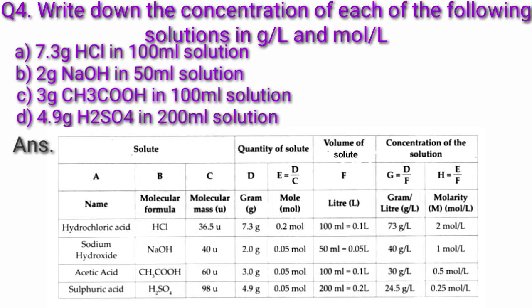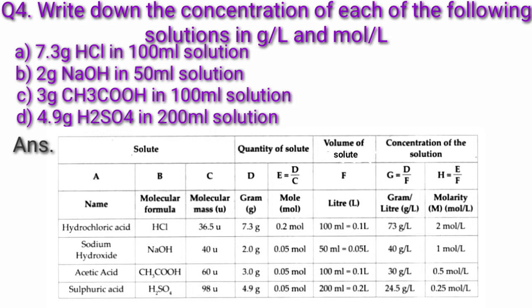Sodium hydroxide, molecular formula NaOH. Molecular mass 40 u. Quantity of solute 2.0 gram, which is 0.05 mole. Volume of solution 50 ml is equal to 0.05 liter. Concentration of this solution 40 gram per liter, 1 mole per liter.